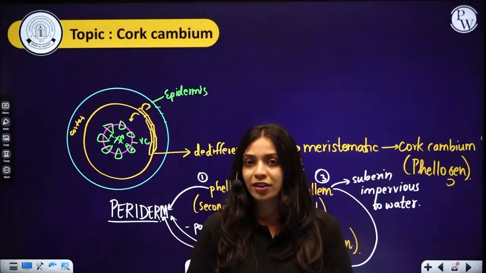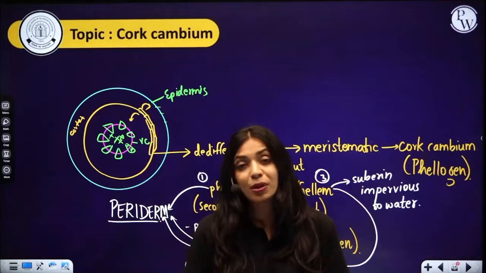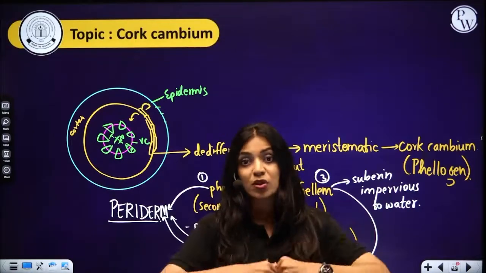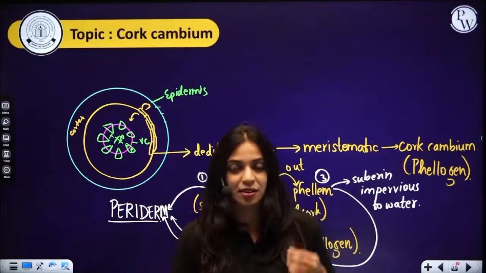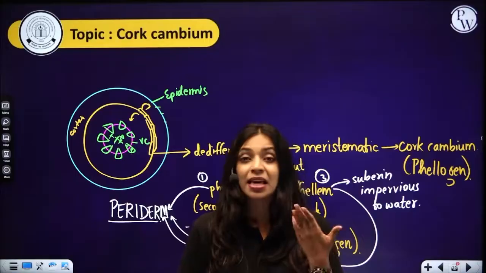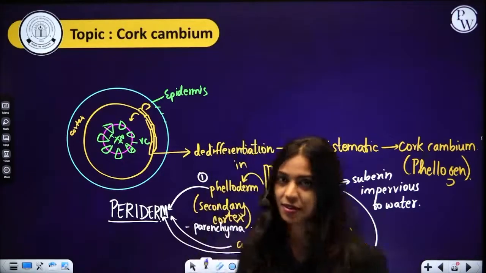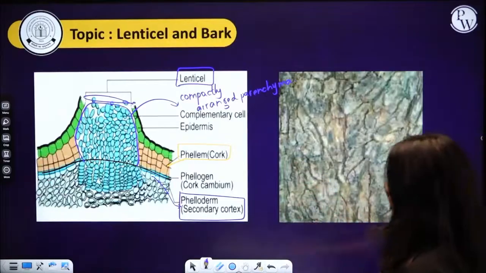Sometimes the cork cambium, instead of producing cork cells towards the outside, will produce closely arranged parenchymatous cells called complementary cells, which will rupture the epidermis. If the epidermis ruptures, small lens-shaped openings will be formed in the epidermis. They are called lenticels. These lenticels help in the exchange of gases and also in transpiration. Okay, so that's about the lenticel.